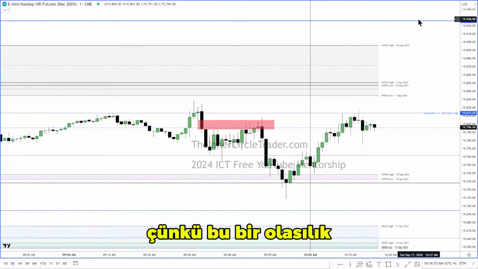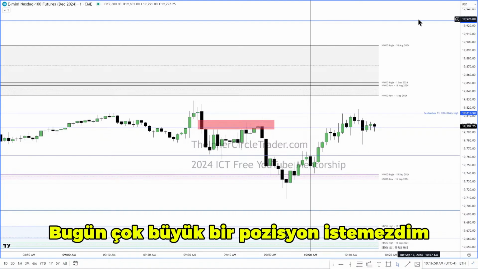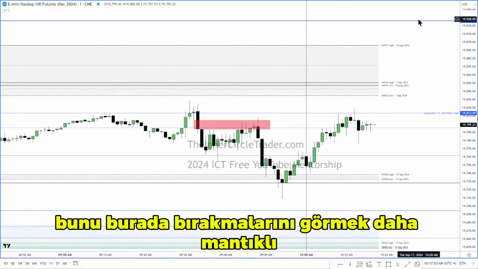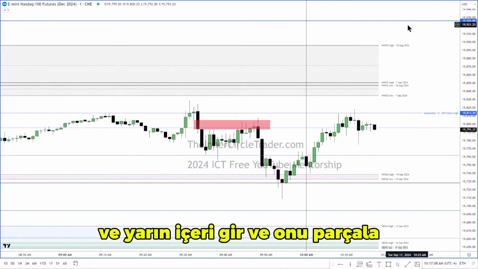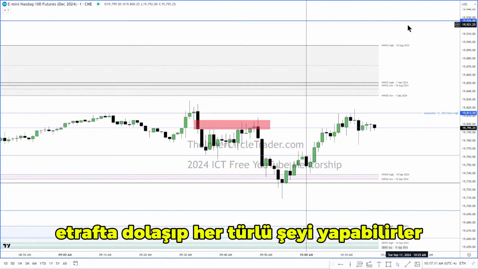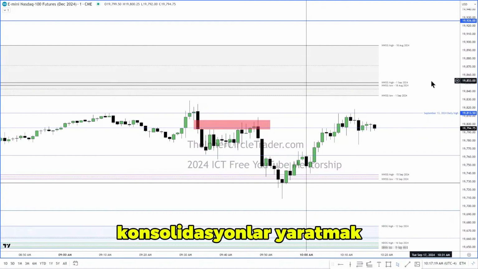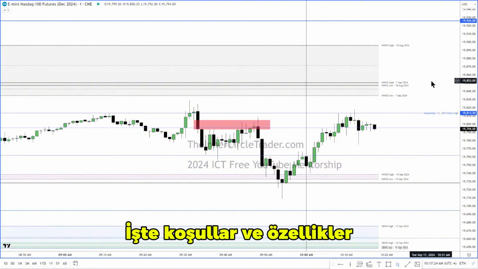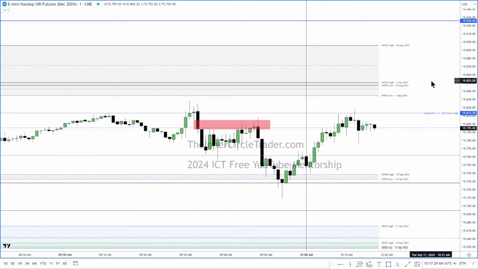Now, because that is a likelihood, and we have big news coming out tomorrow, I would not want to position very large today. I would not want to swing trade today. I think it's more reasonable to see them leave this here. It's just a real easy candy store to rob and just go in there tomorrow and smash it. They can be chopping around and do all kinds of subtle ranging, creating consolidations that many of you would be frustrated by. But when you understand that these are the conditions and characteristics, you won't be in here trying to trade larger or more frequent than you should.